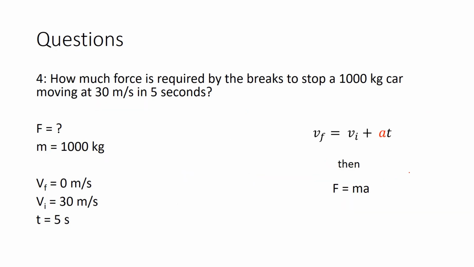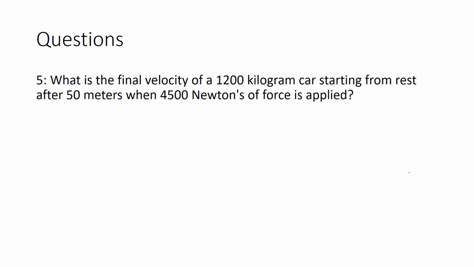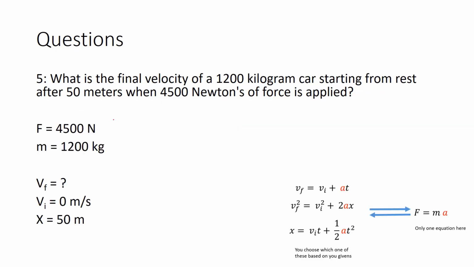And then in my next example, I'm going to show you the opposite way. So here we have: what is the final velocity of a 12,000 kilogram car starting from rest after 50 meters when 4,500 newtons of force is applied? And so we look at our givens, and we want to find a. a is like our intermediate. And here we have 2 out of 3, so we can find a here, whereas here we have 2 unknowns. We cannot find a using this information.